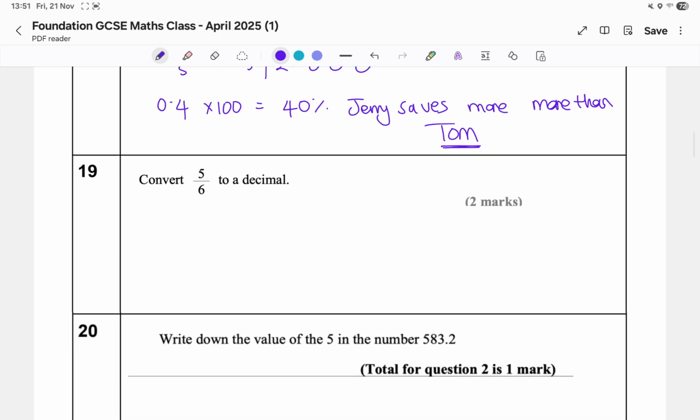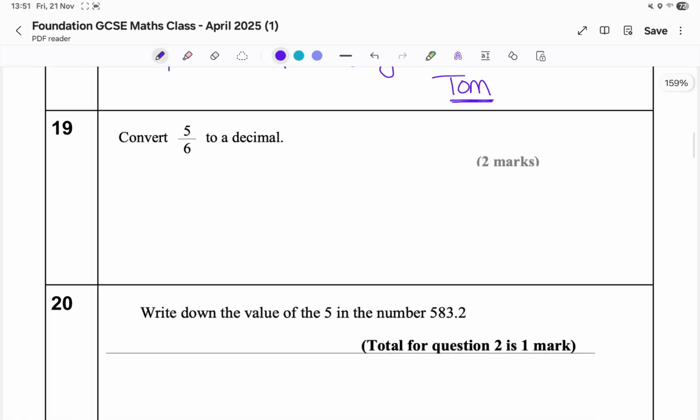Next question. Convert 5/6 to a decimal. So we go from a fraction to a decimal. Fraction to a decimal, you're just using the bus stop method and you're actually dividing it. 6 goes on the outside, 5 goes on the inside. Remember to add a decimal point after the number and some zeros. Can 6 go into 5? No, it can't. And I'm going to carry the 5 over.